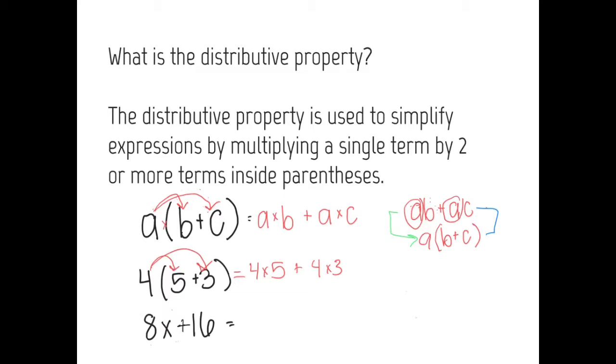I want you on your own really quickly to try reversing the distributive property in this third example right here. Try to find a common factor to take out. Who thinks they understood how to reverse the order of operations for that last example? What do we think it might be?